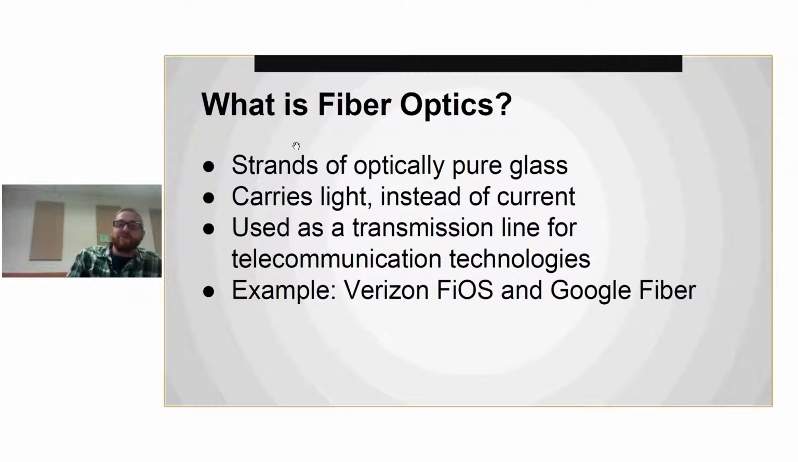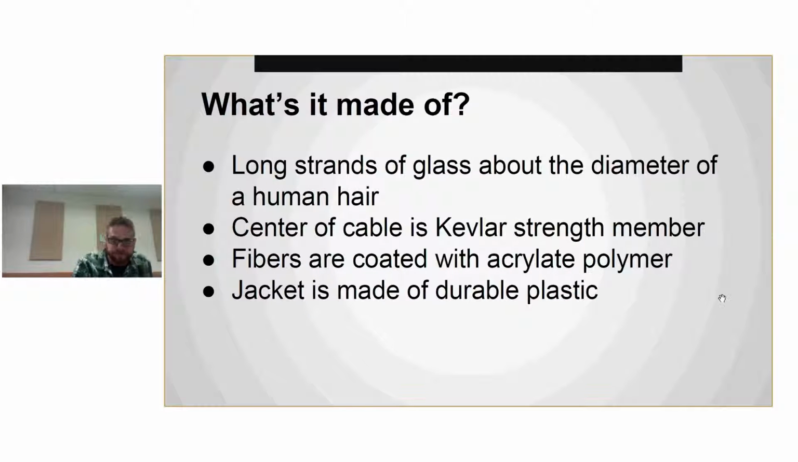Alright, so what is fiber optics? Fiber optics is a strand of optically pure glass. They carry light as the transmission medium instead of current, which is most technologies today. An example of a fiber optic network is Verizon Fios or Google Fiber. I know Verizon Fios is available in this area, but it's not available to everyone. They have to have run all the cables and stuff to your house for you to be able to get it.